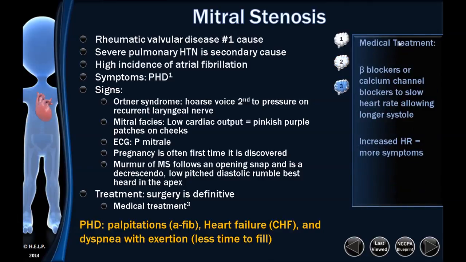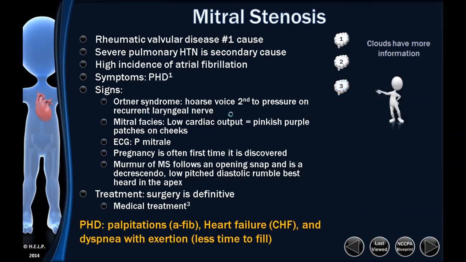Medical treatment, if you have used only medicines, is use a beta blocker or a calcium channel blocker, anything that will slow the heart rate down, allowing the longer diastole, actually not longer systole, but diastole. So you want diastole to be longer so you can fill more, get more blood, push it out to the body. So increase the heart rate, they get more short of breath. Slow the heart rate down, they're less short of breath. And if they ask the question, how do you take care of somebody with mitral stenosis when they're pregnant? You can actually just do a balloon valvuloplasty to get them through the pregnancy, and then you can do the surgery afterwards.